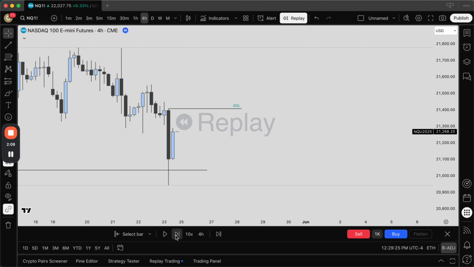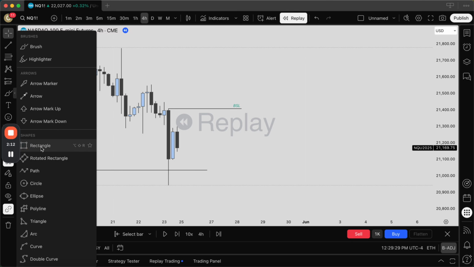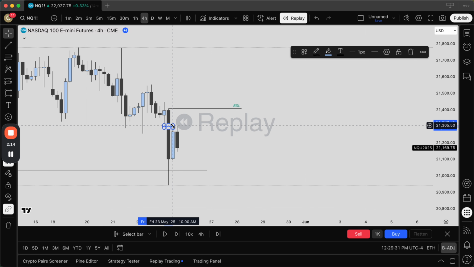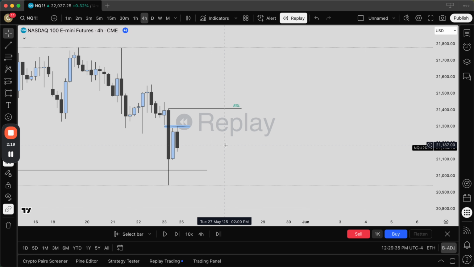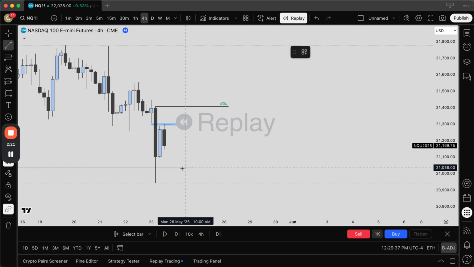Price reacts off of this mini fair value gap and displaces out of it. So I either want to see price take this low or take this high, this buy side liquidity. This remains my draw. Let's see what happens.